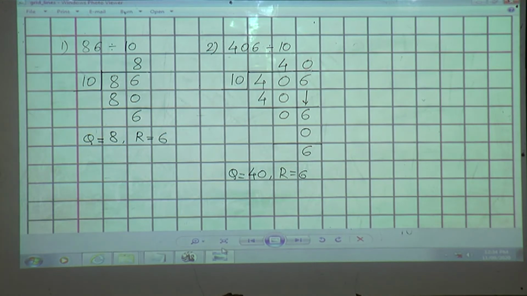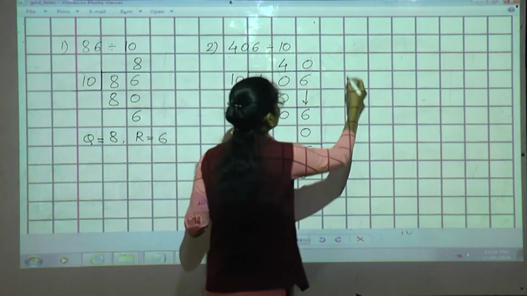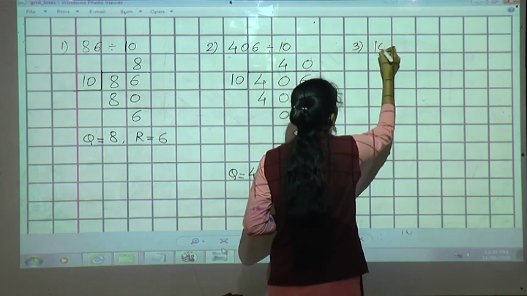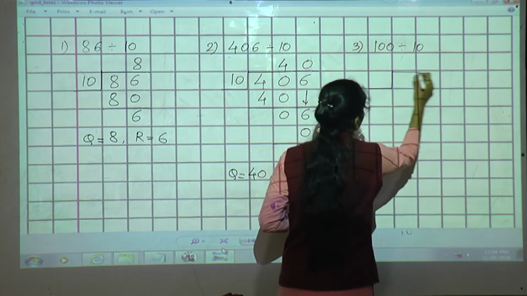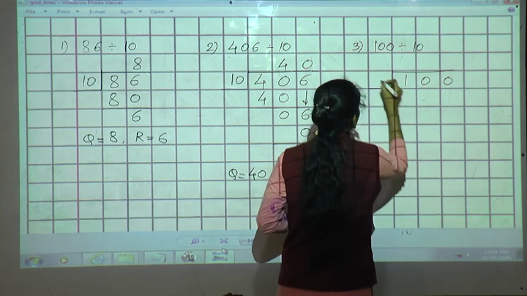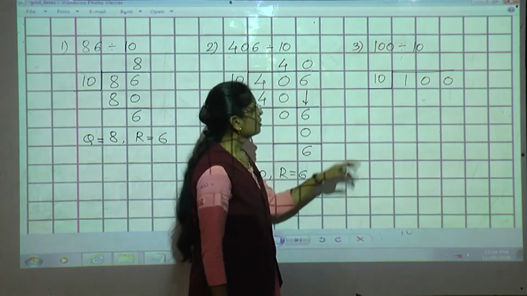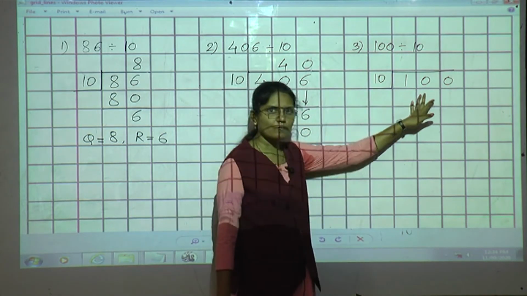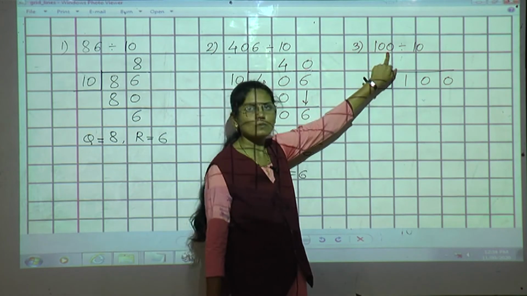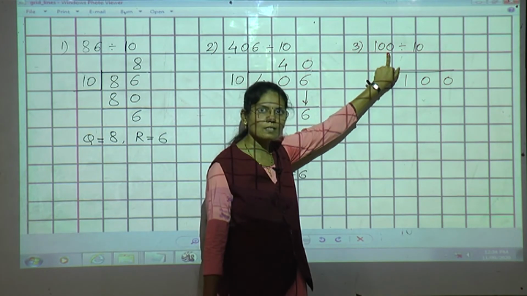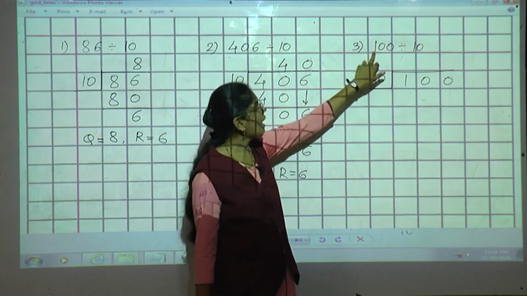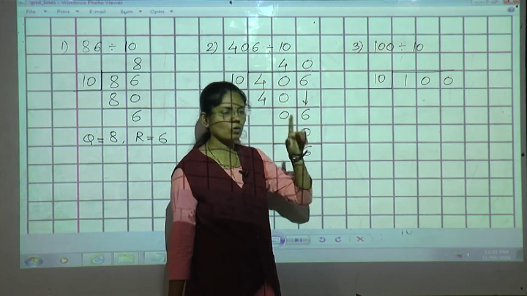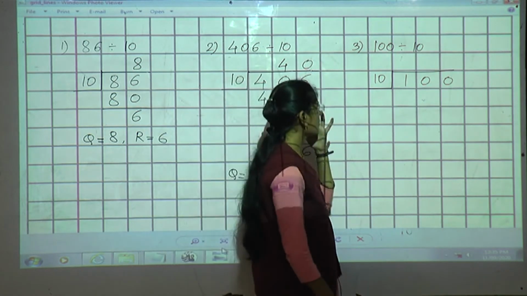Okay. Then we'll move to the third example, that is 100 divided by 10. After solving, see at ones place which number you can see here? 0 is there. So after solving we should get the remainder 0 and quotient should be 10. Okay. So let us solve. Let us check the example.